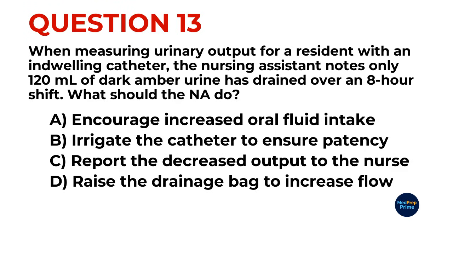When measuring urinary output for a resident with an indwelling catheter, the nursing assistant notes only 120 milliliters of dark amber urine has drained over an 8-hour shift. What should the NA do? Option A, encourage increased oral fluid intake. Option B, irrigate the catheter to ensure patency. Option C, report the decreased output to the nurse. Option D, raise the drainage bag to increase flow.